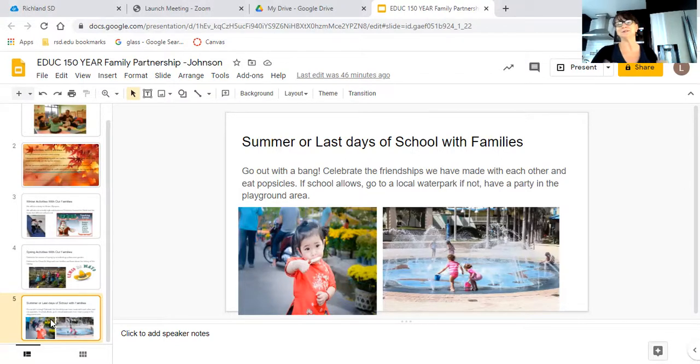And we have popsicles or ice cream. We make big bubbles and the kids are blowing those, and families come, and it's just a great time to celebrate each other, to really let each other know how much you appreciate them. And it's a great way to send kids home for a wonderful summer. And then you got to get ready for school again. So I'm going to go ahead and stop my share.